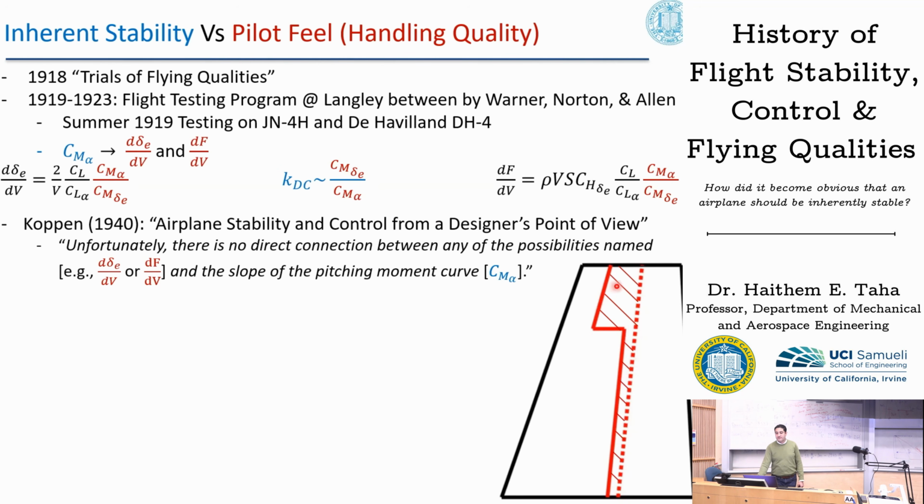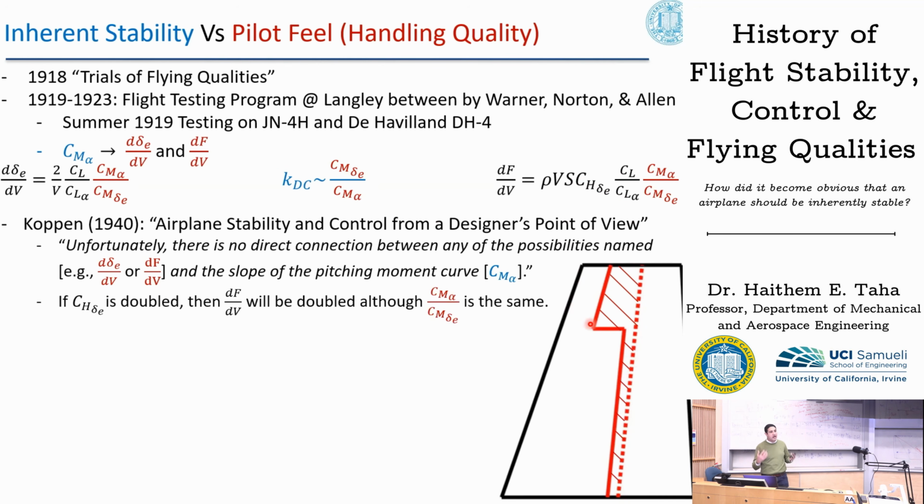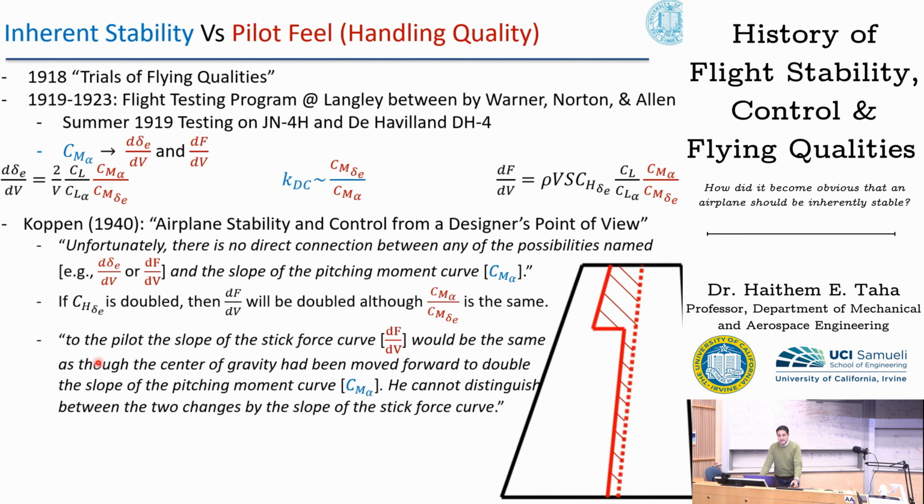So you can design this horn. This horn actually affects considerably the hinge moment coefficient, CH delta. So you can design the horn to achieve whatever CH delta you want, of course within limits. So he mentioned that if CH delta is doubled, then this stick force will be doubled without any change of the true stability and control characteristics of the airplane. So he commented on this case.